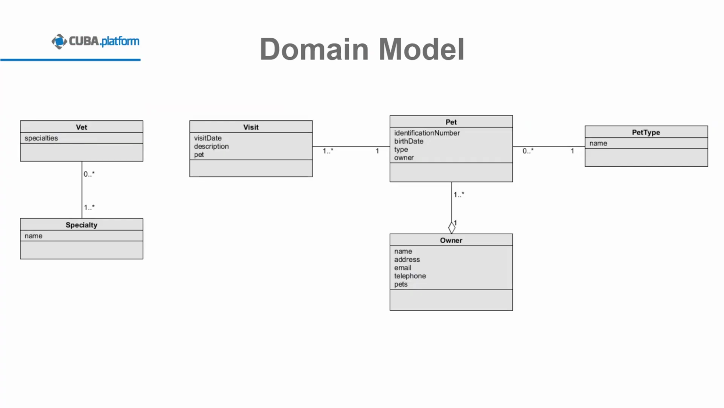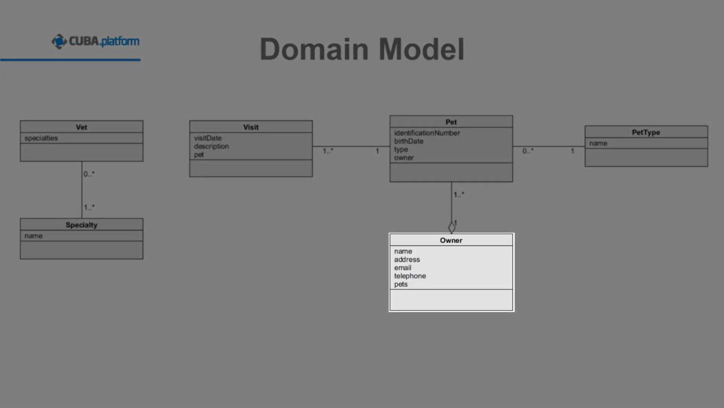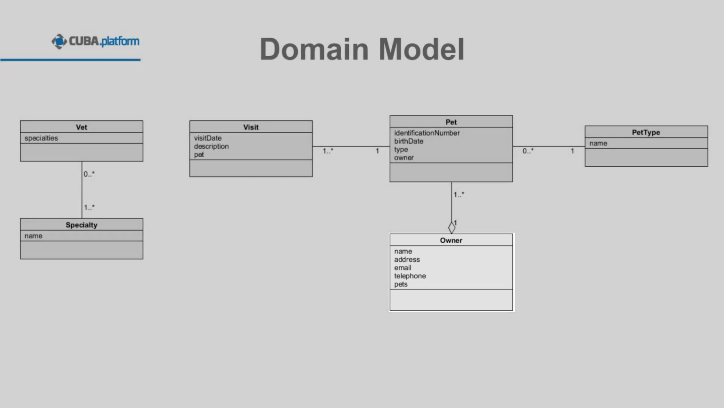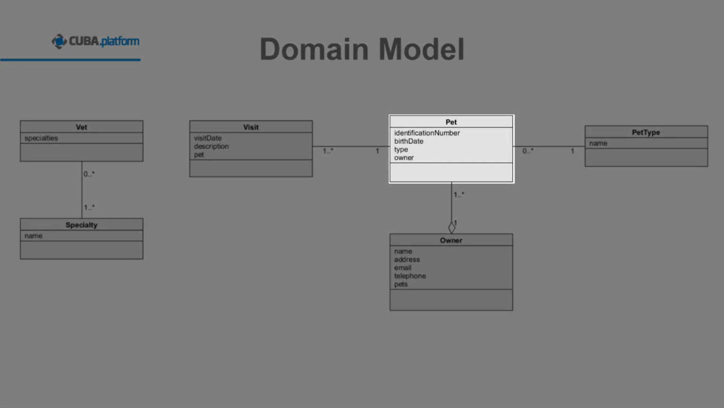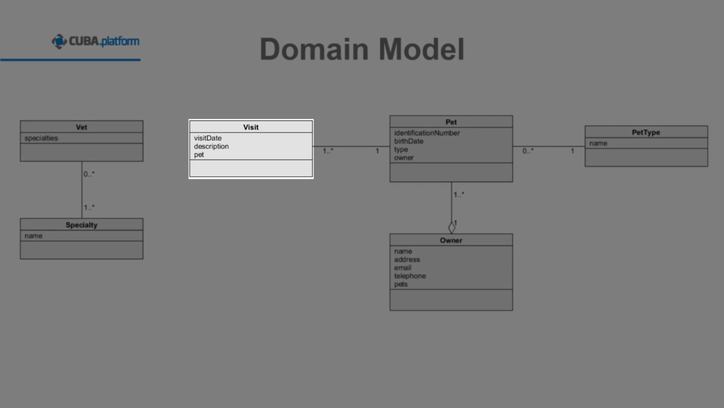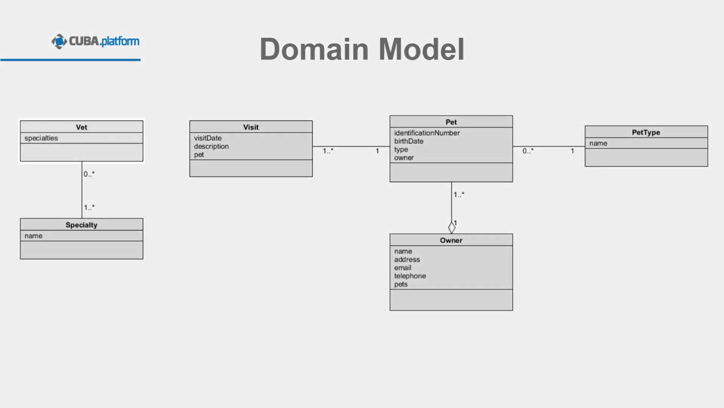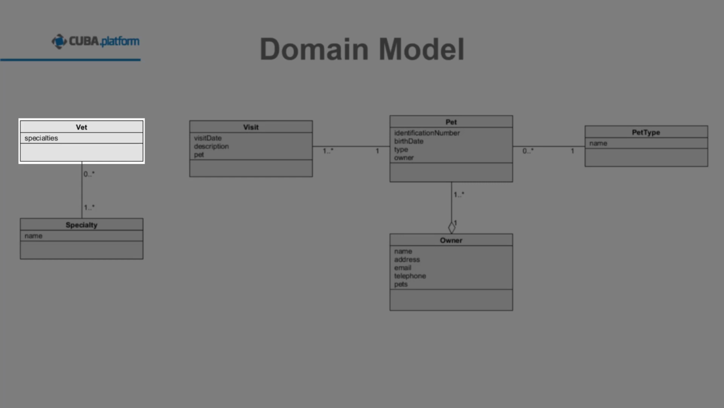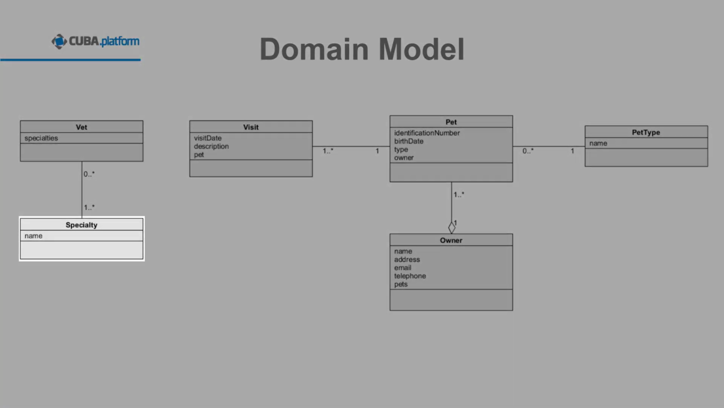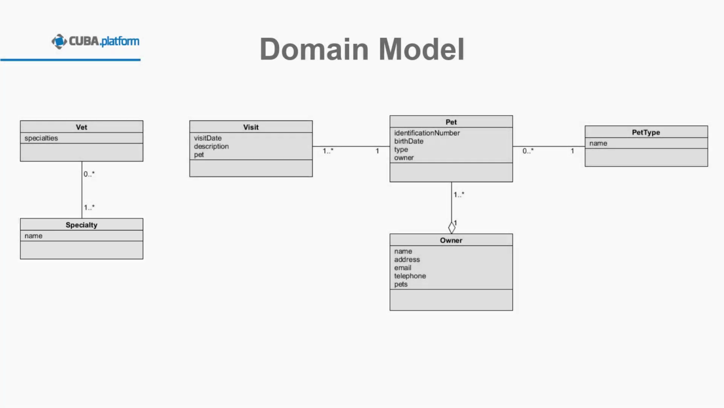First, take a look at its domain model. Owner is an entity that represents the personal data of pet owners. Pet contains name and birth date and is associated with the owner and pet type classes. Visit details are contained in the visit class and are related to one pet. Vet is an entity containing veterinarian names, extends person, and is associated with specialty class. So we're ready to start.